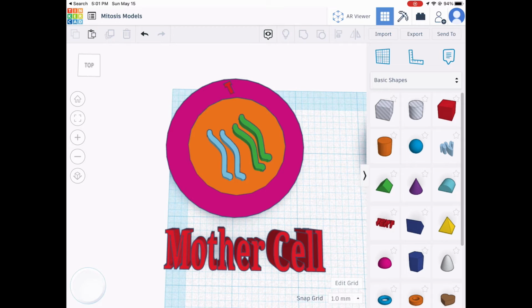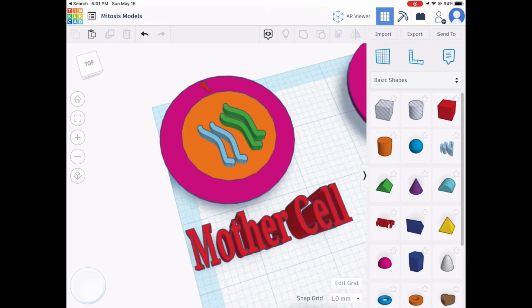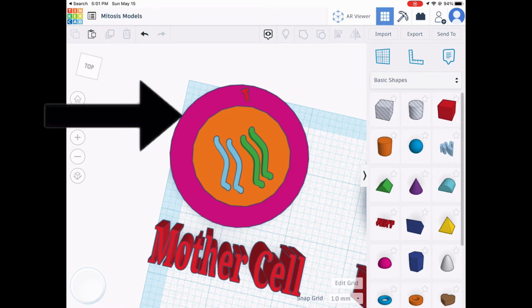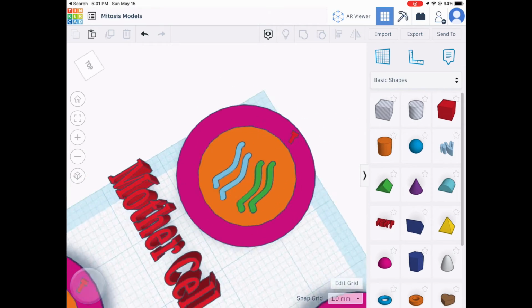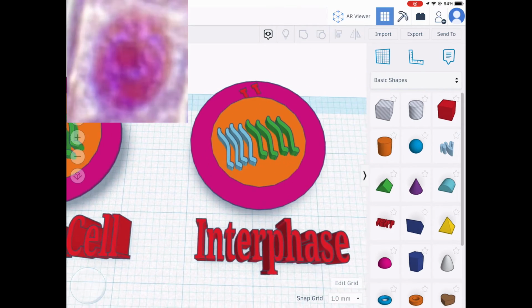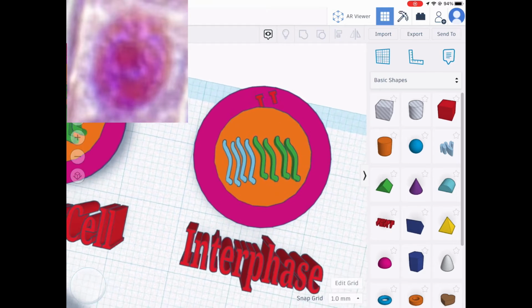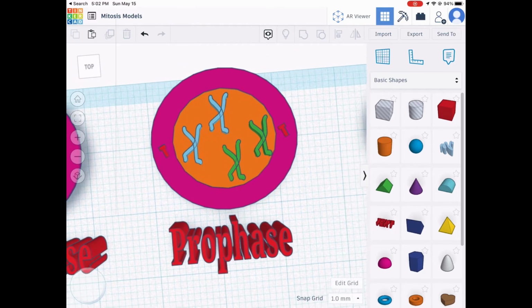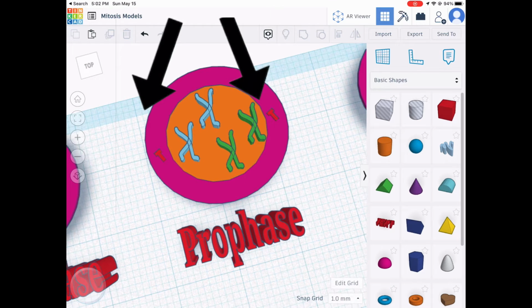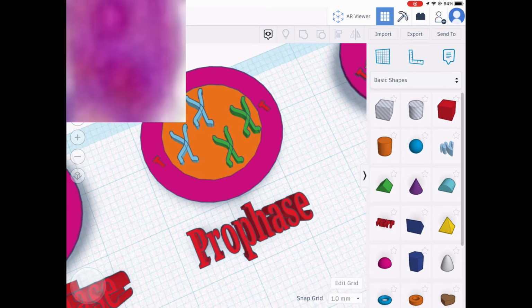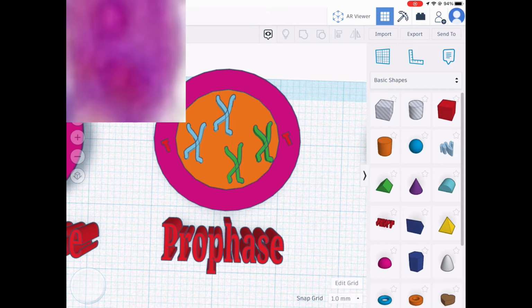Here we have a mother cell. This mother cell consists of a cell body, a nuclear membrane, chromosomes, and chromatin. In the first stage, interphase, everything in the cell doubles in preparation for mitosis. In prophase, the second stage, the chromatin moves to the sides of the cell and the chromosomes pair up. In this phase, the nuclear membrane dissolves.